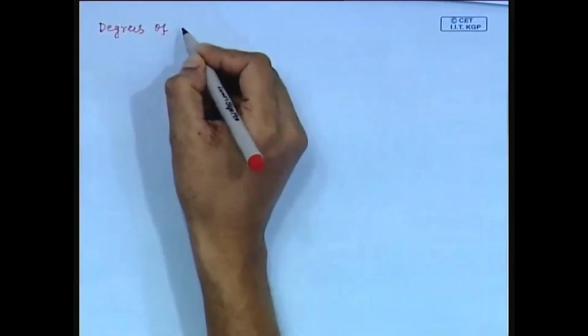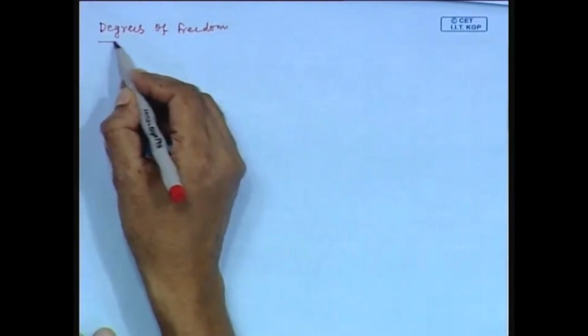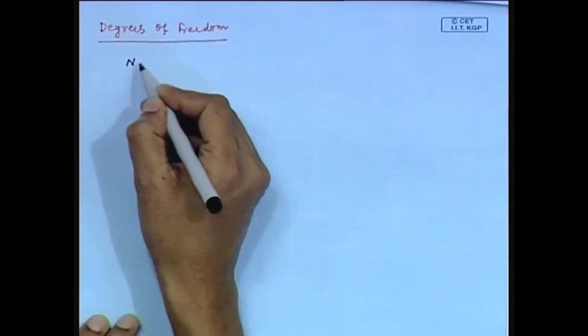Degrees of freedom. Now, here we will consider one example, as we have considered in the development of the distillation model, that is N. N is basically the total number of trays excluding condenser and reboiler. We will use this notation in the degrees of freedom analysis.